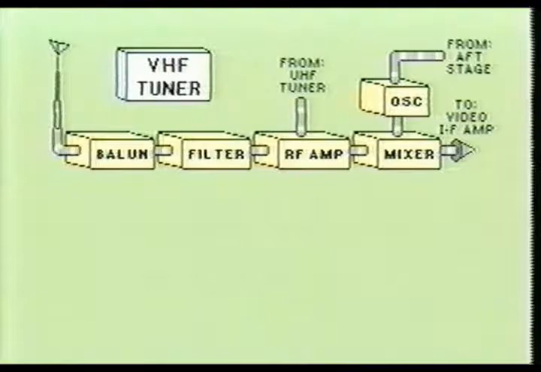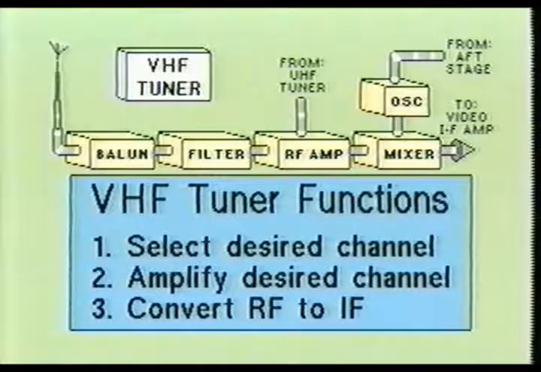Here you see a block diagram of a typical VHF tuner. The primary function of the VHF tuner is to select the desired channel, amplify the selected channel, and change the incoming radio frequency signal to a much lower intermediate frequency value. Now let's examine each of these sections and see what they do.